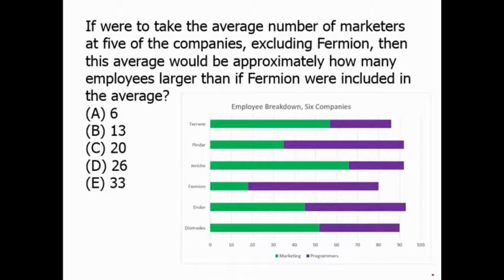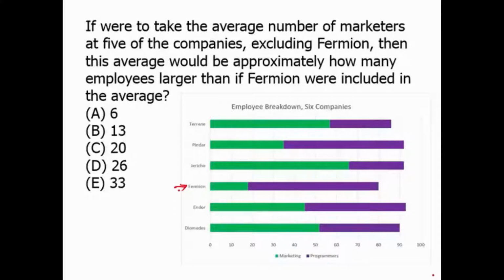This is a hard question. If we were to take the average number of marketers at 5 of the companies, excluding Fermion, then this average would be approximately how many employees larger than if Fermion were included in the average. So we're comparing 2 different averages, one with Fermion included and one with Fermion excluded. So this is the one that we're thinking of excluding.